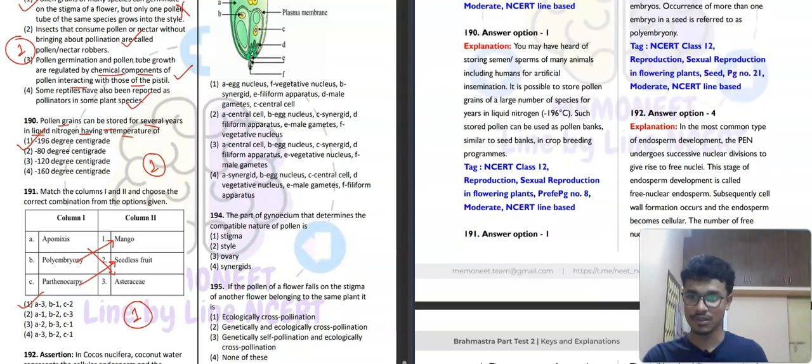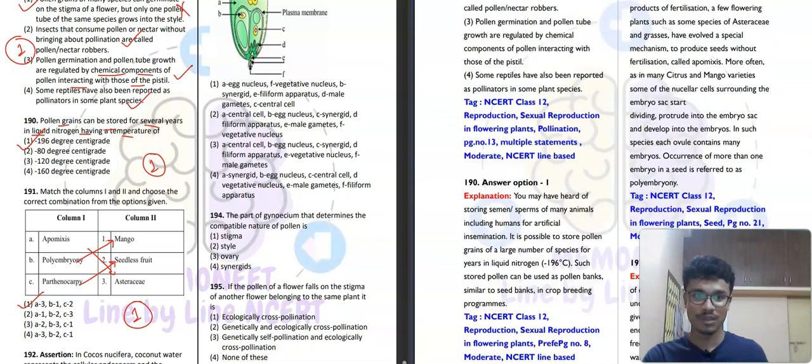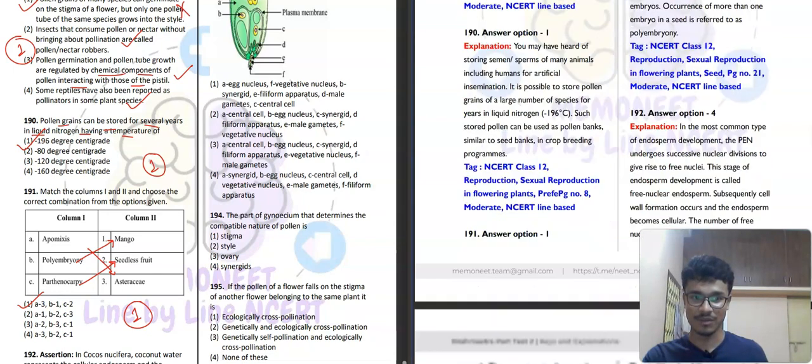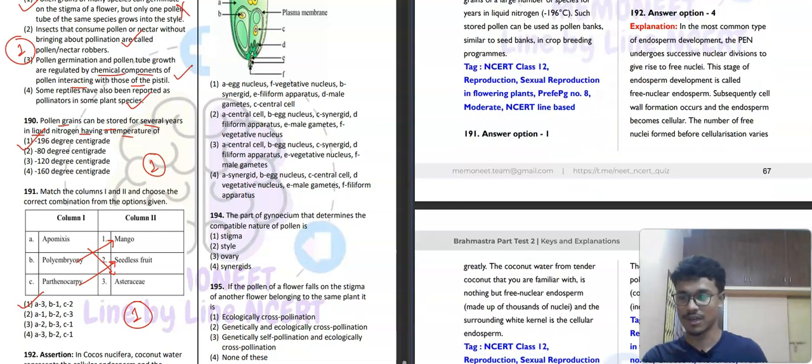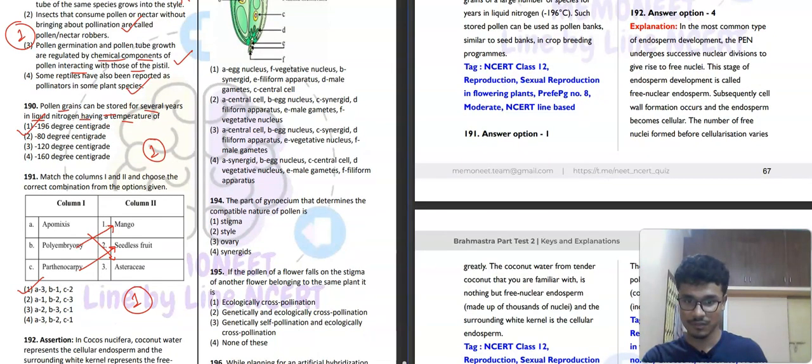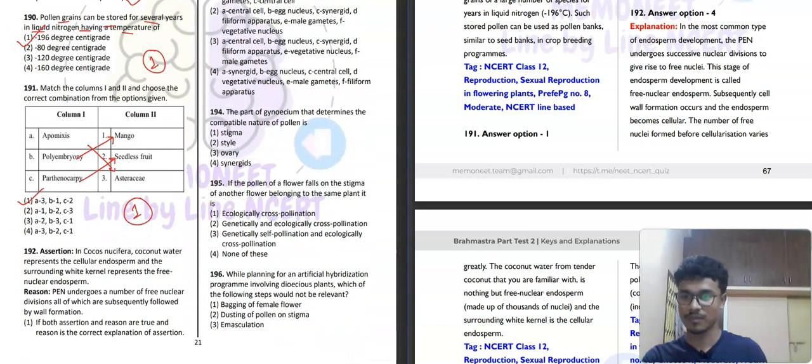192. You can read the explanation here, but 192 now we need to discuss. Okay, so it is saying that in Cocos nucifera, coconut water represents the cellular endosperm and the surrounding white kernel represents the free nuclear endosperm. Reason is given: primary endosperm nucleus undergoes a number of free nuclear divisions, all of which are subsequently followed by wall formation. So the assertion is given.